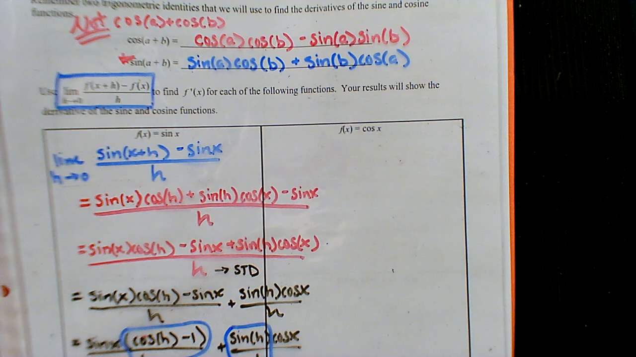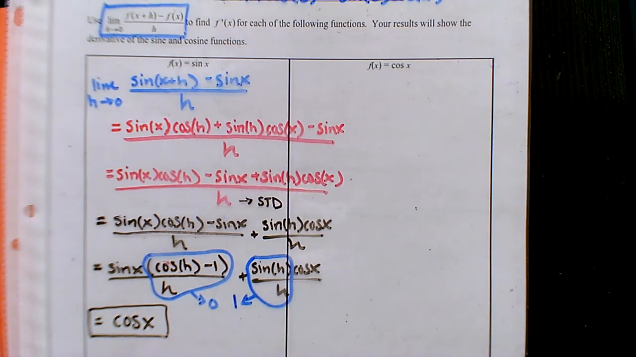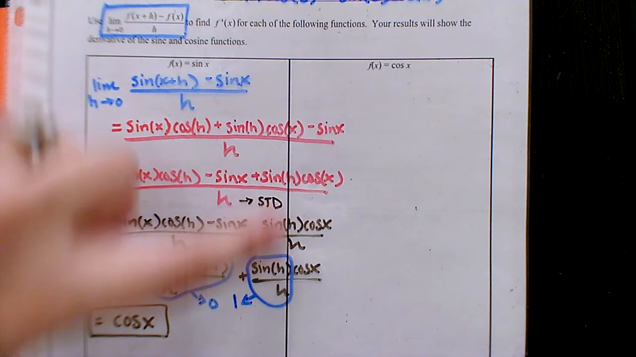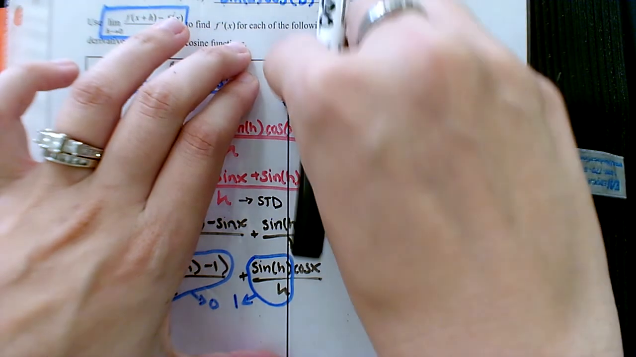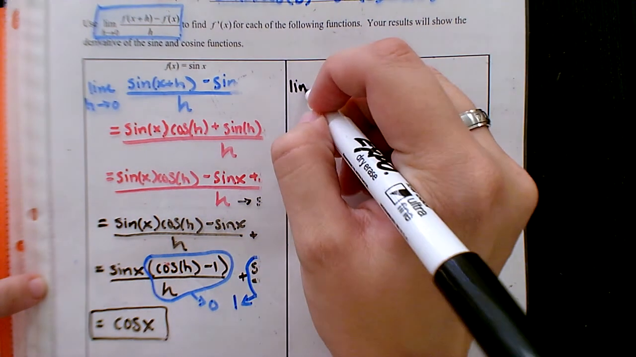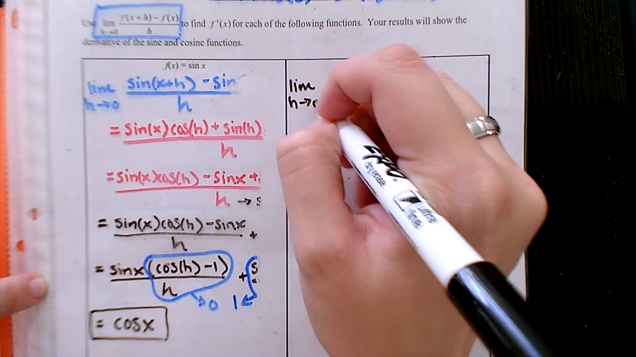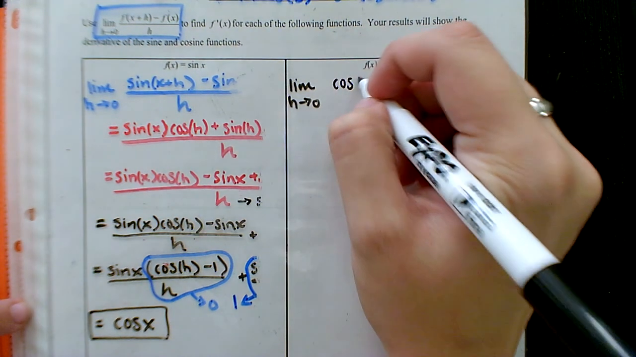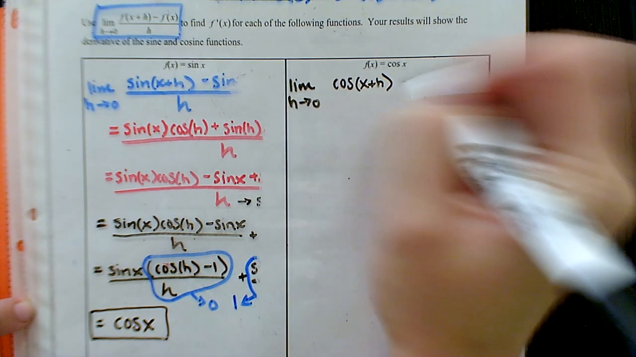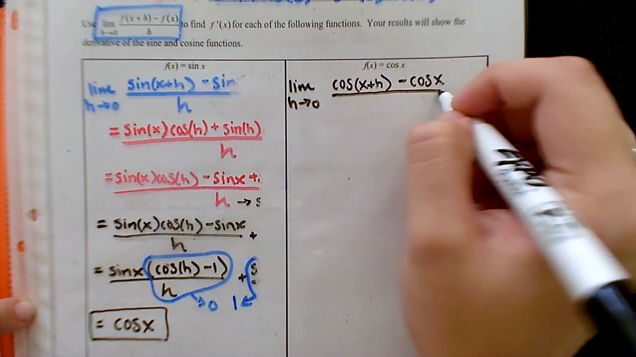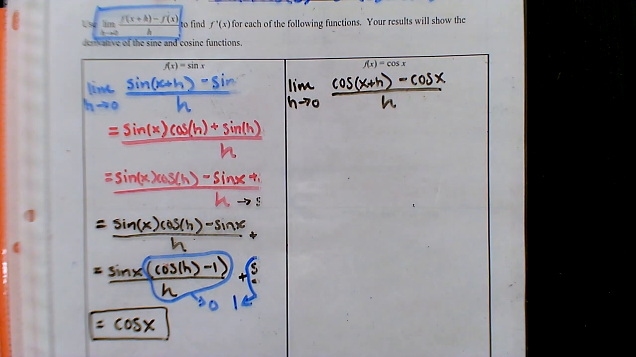We're going to go ahead and try the same thing for cosine. Okay, is it alright if I erase these little sections here so I have more room? Is that okay? Okay, let's try the same thing for cosine. So we have our limit definition of the derivative. We have to plug in x plus h into the original function minus the original function all over h.